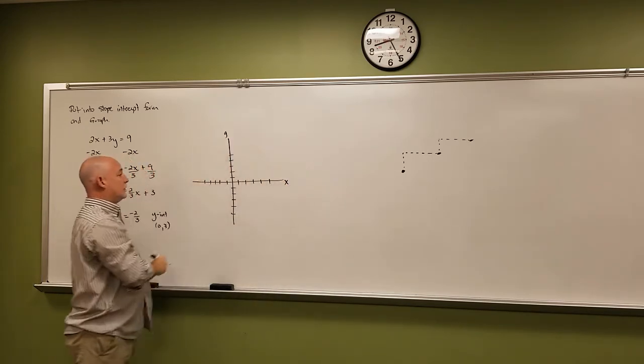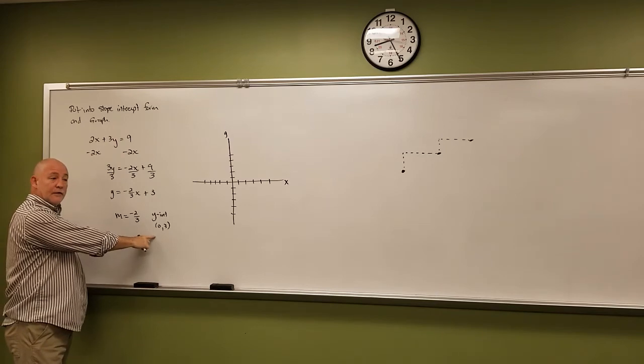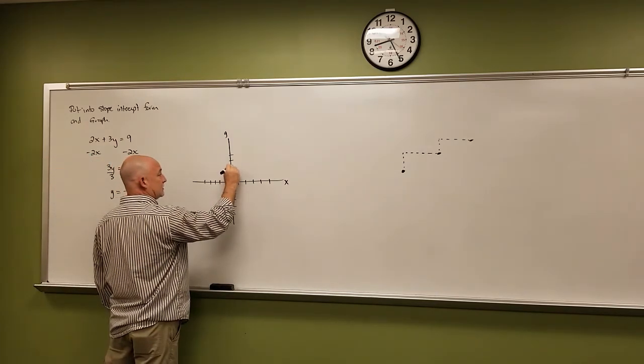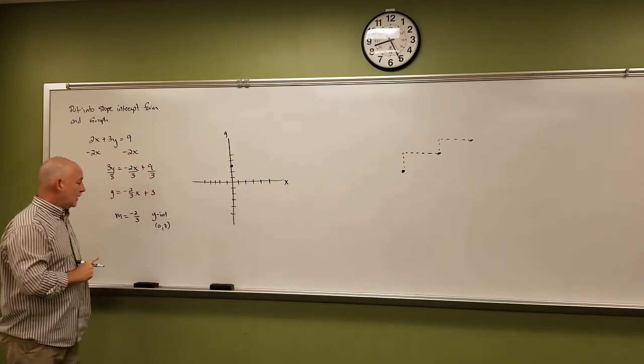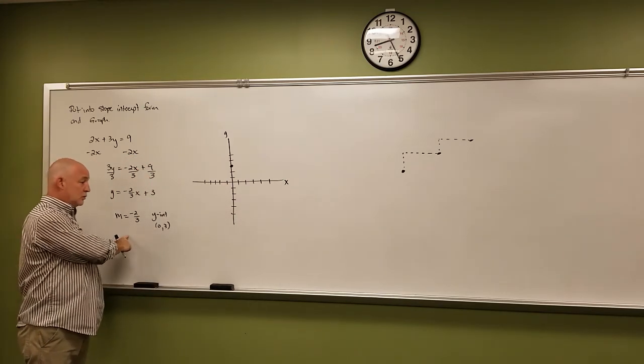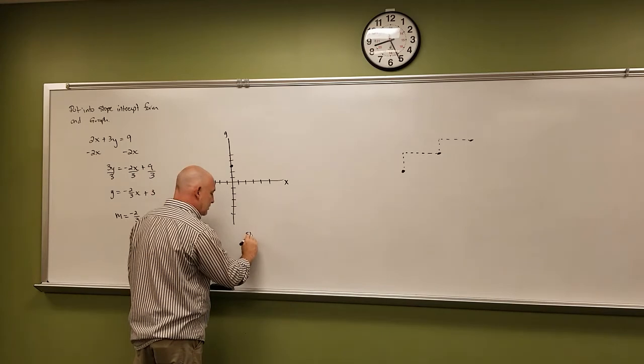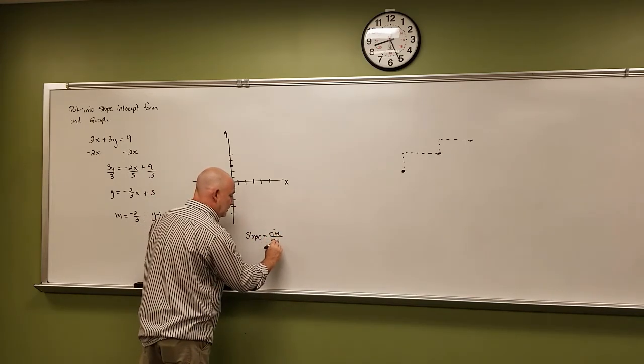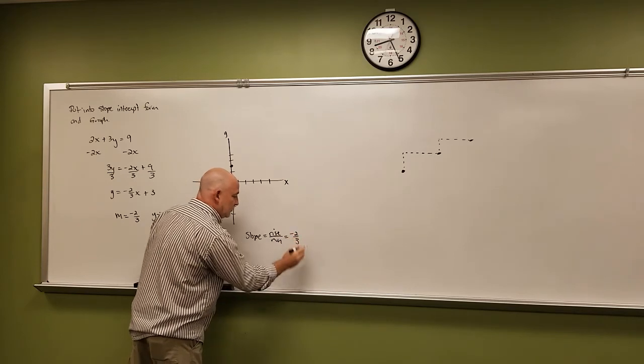Okay, so we have a coordinate system. First thing you do is plot the point we know is on the line. That's the y-intercept, that's the point where x is 0, y is 3. So from that point, we're going to use our slope. Remember, our slope is rise over run, and that's negative 2/3.